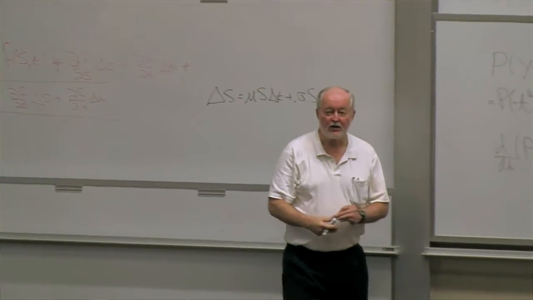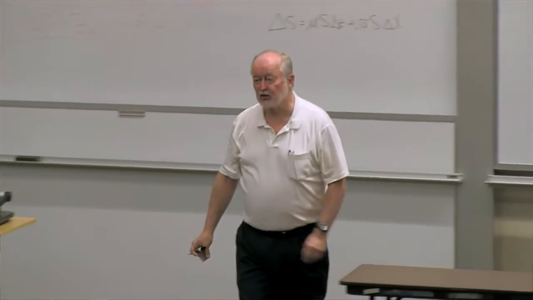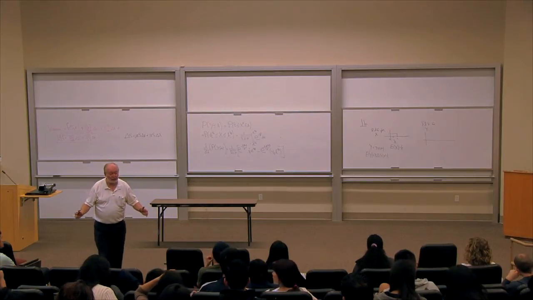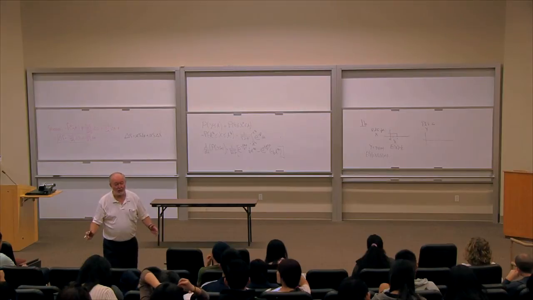So what we have then is, oh, this is good. The change in S is equal to mu S times the change in t plus sigma S times the change in x. This right here is very, very natural. It really comes from the Taylor series. It's a first approximation for what's going on.